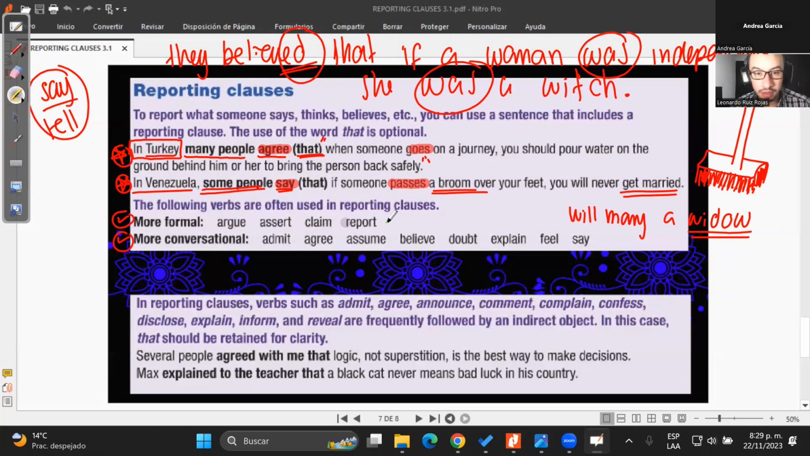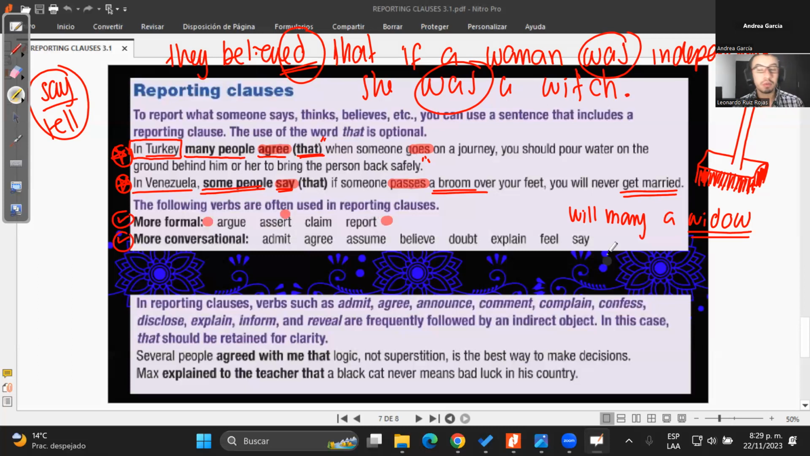Read, please, the more formal ones, Andre. Argue, assert, claim, report. Argue, in this case, the accent is in the second part. Assert, claim, and report. Ready? Argue, like discuss. Assert is similar, como asegura. Yes, exactly. Similar to claim, no? So it's like asegurar que, ready? Claim, like afirmar que. Report, which is that, ready?